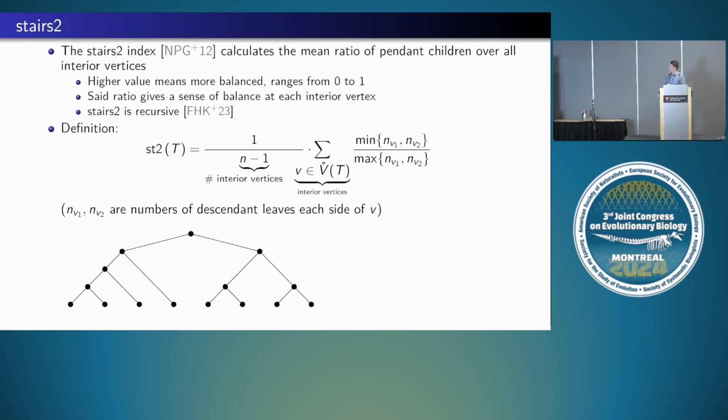All right, so now I'm going to keep dancing around, and now I'm going to tell you what stairs 2 does. So stairs 2 is an index like many other balance indices, but not all, where you've got a sense of balance at a particular interior vertex, and you're going to aggregate it in some way. If you're familiar with the Colless index, the sense of balance at a particular vertex is that you take the absolute difference of the numbers of leaves on each side below it. Stairs 2 is different. Instead of taking the difference, we're going to take the ratio, min over max, so that I get a ratio that's less than 1.